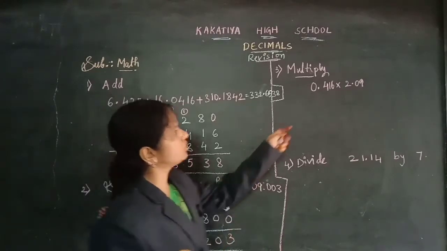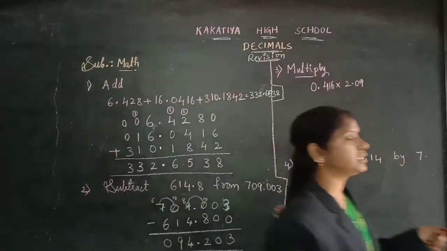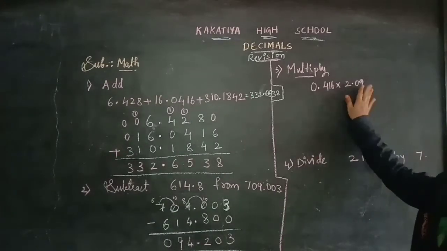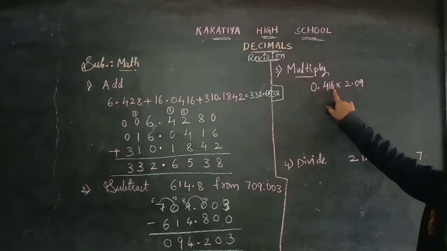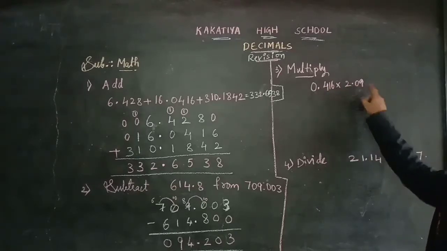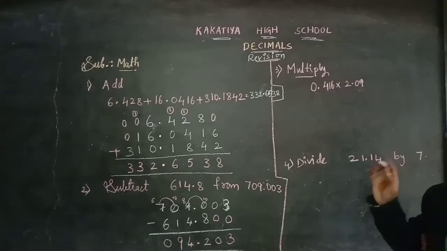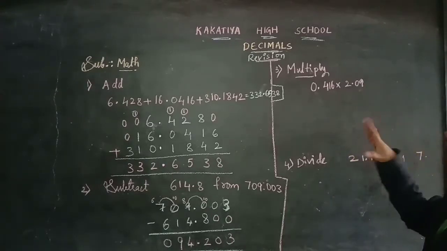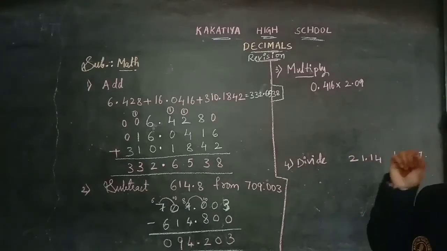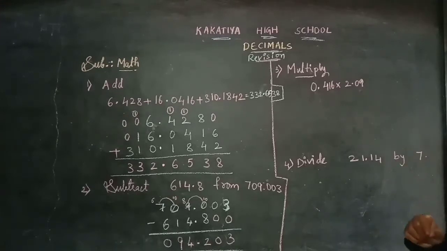So here, 94.209. Come on, let's do the multiplication, children. These two numbers given are decimal numbers. 0.416 into 2.09. Okay. Two decimal numbers are given, children. The decimal part we can take, the decimal point we will keep at last in the answer. First let's take them as normal numbers here.